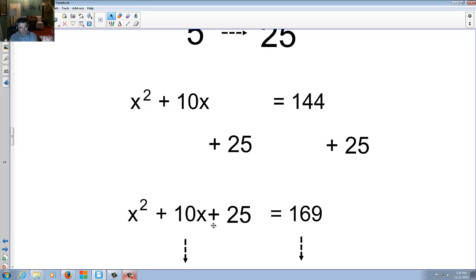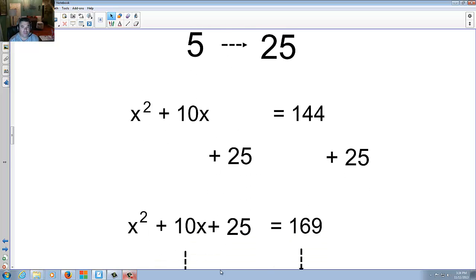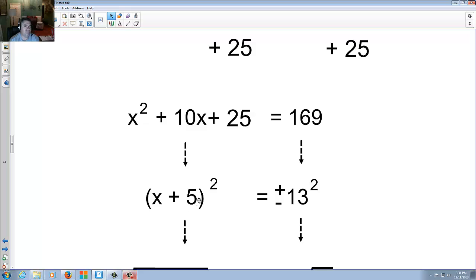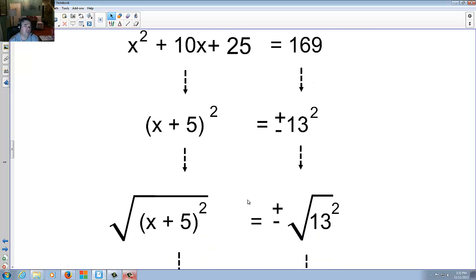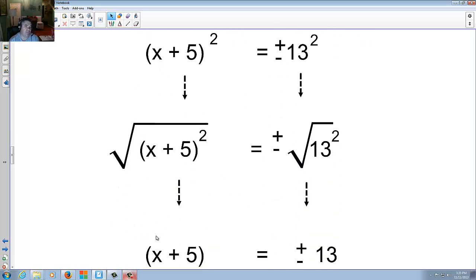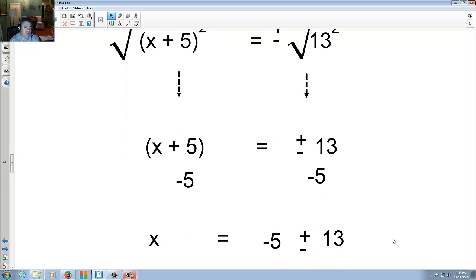Break this down into two binomials. Since we know the number we split up is 5, x plus 5, x plus 5, which makes x plus 5 squared. And here 169 is actually 13 squared, plus or minus of course. Root x plus 5 equals plus or minus 13. So one option is a positive 13, one option is a negative 13. And the last step here, instead of plus 5 is minus 5 over here, minus 5 over here. So we have a possibility of 13 minus 5 and negative 13 minus 5.